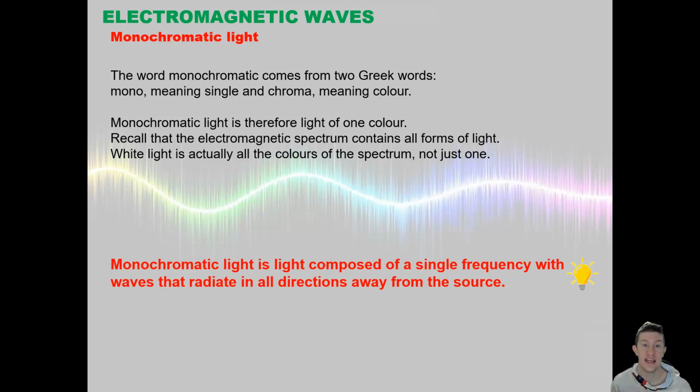If you remember from the electromagnetic spectrum that we talked about earlier, it contains all forms of light. White light is actually all of the colors. So when we talk about white light, it is not monochromatic because it contains every color. If we had a unique color, like red being produced, and it is just that frequency, that color red, then it would be monochromatic. We're going to see later on that incandescent light from an old school light bulb is not monochromatic, and we'll talk about why. But the key definition is that monochromatic light is composed of a single frequency with waves that radiate in all directions away from the source.